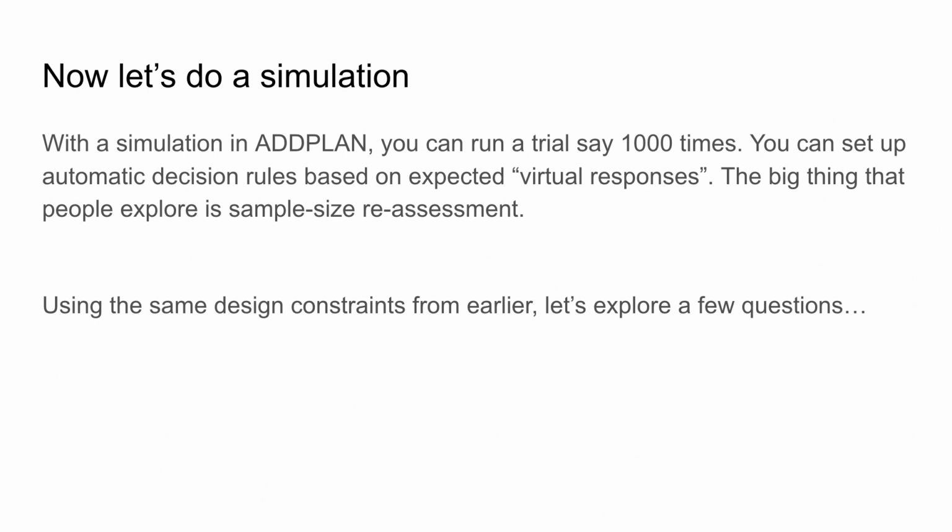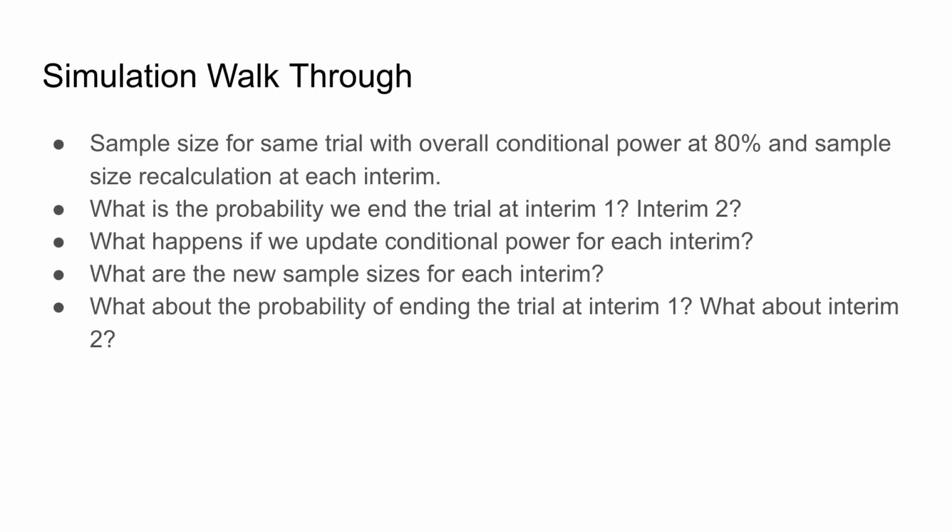Now let's do a simulation. With a simulation and ADDPLAN, you can run a trial, say 1,000 times. You can set up automatic decision rules based on expected virtual responses. The big thing that people explore is sample size reassessment. Using the same design constraints from earlier, let's explore a few questions. Like before, I'll do a quick run through of the questions we can answer, and then I'll show how you can find answers to this in ADDPLAN.